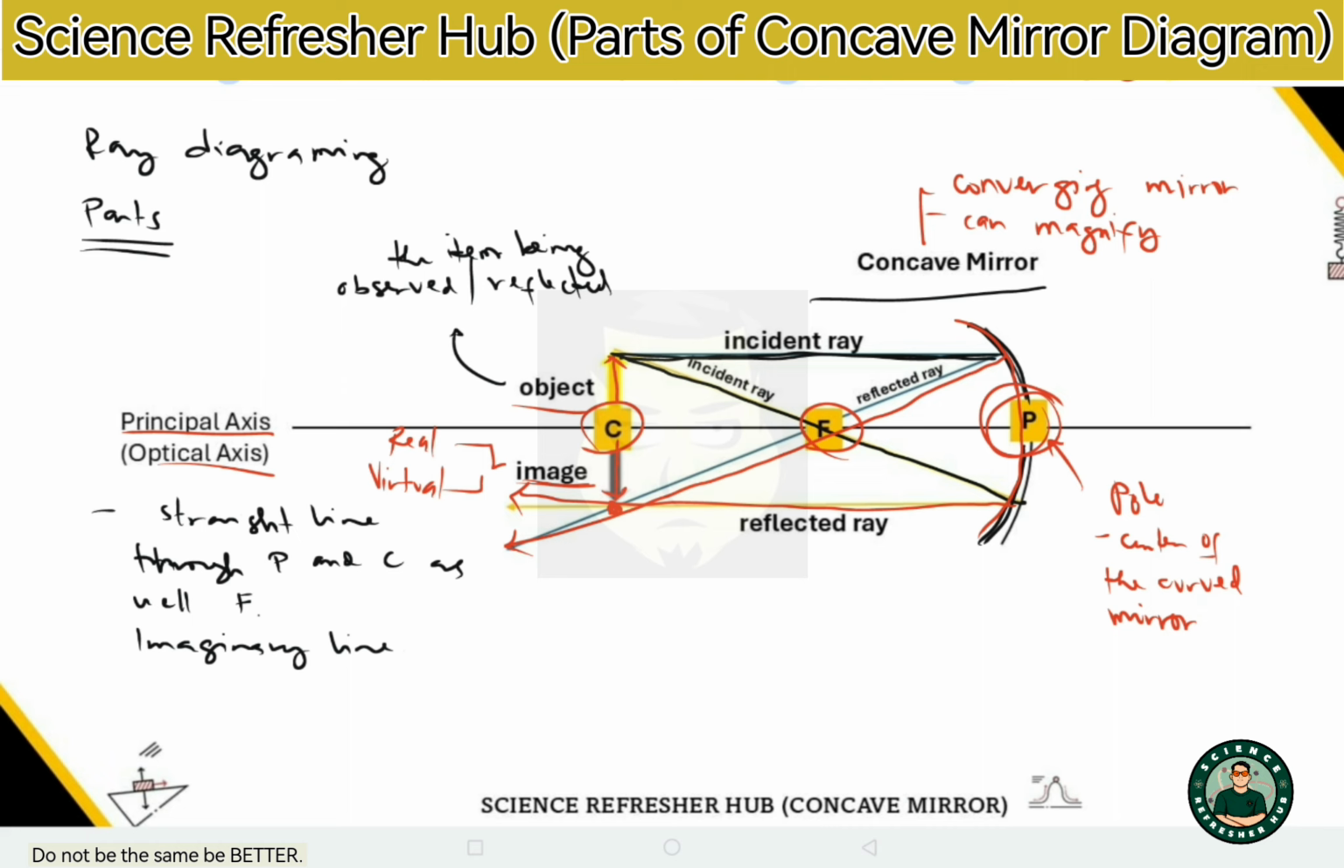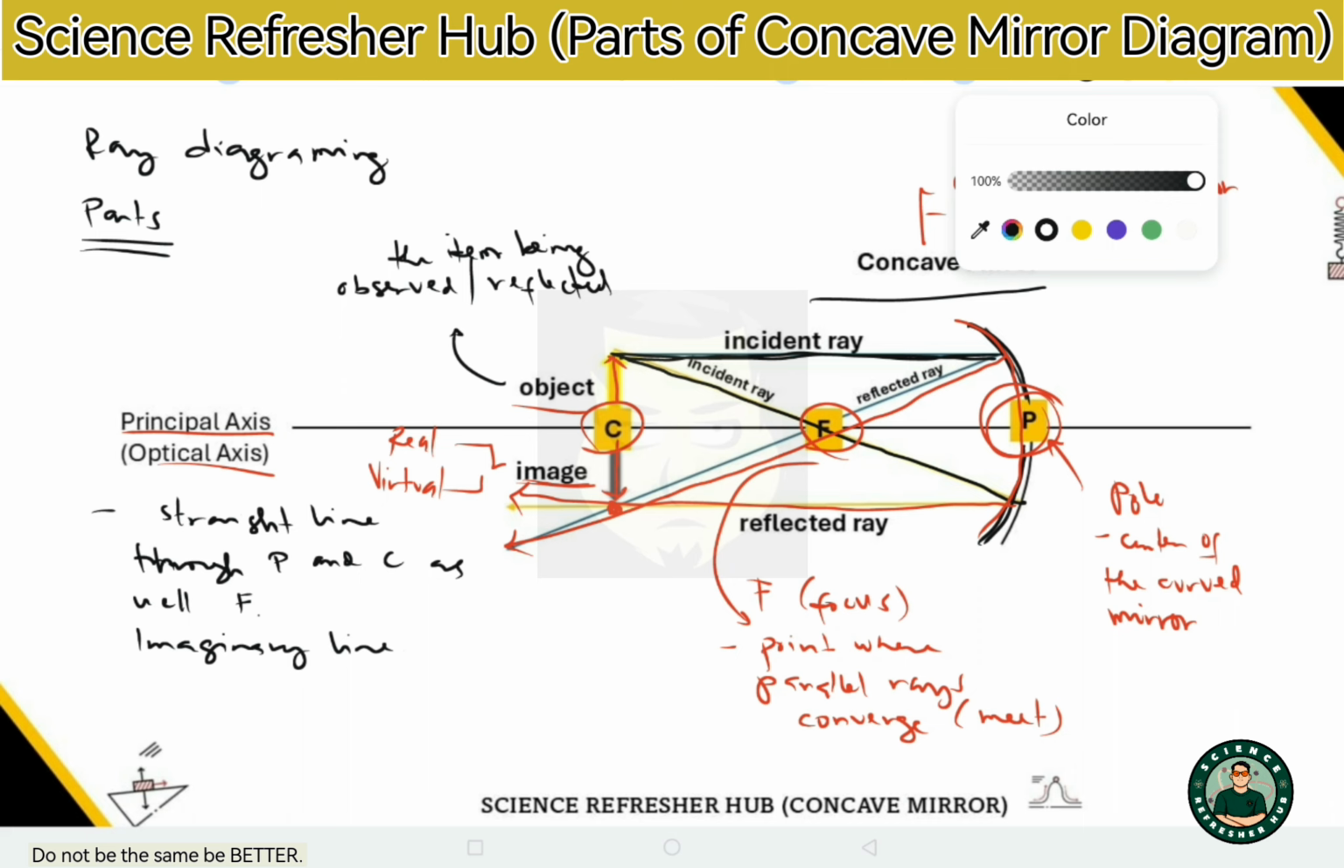And we have F. F stands for focus. And when we say focus, it's a point where parallel rays converge, or in our term, meet. So if you can see, I will use another color for it, and then interact with the mirror and then reflected at that point. I'm sorry, I never draw it perfectly.